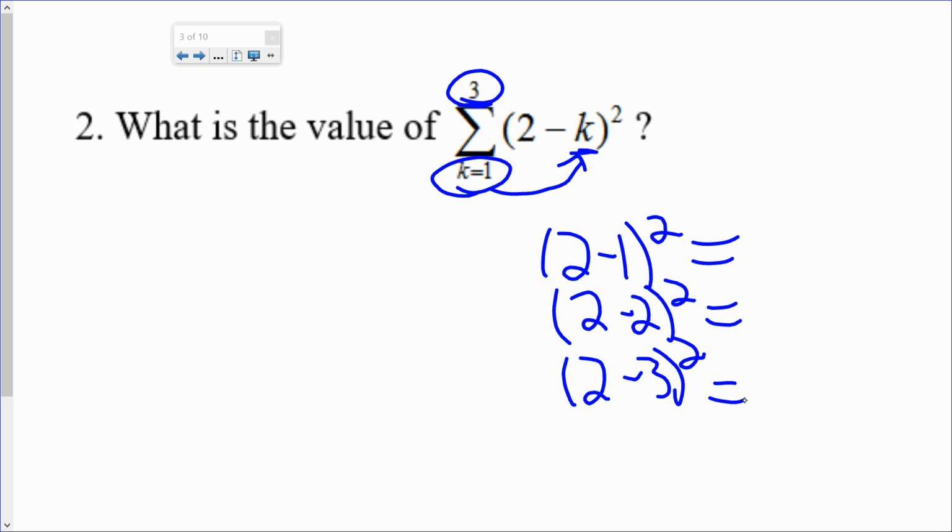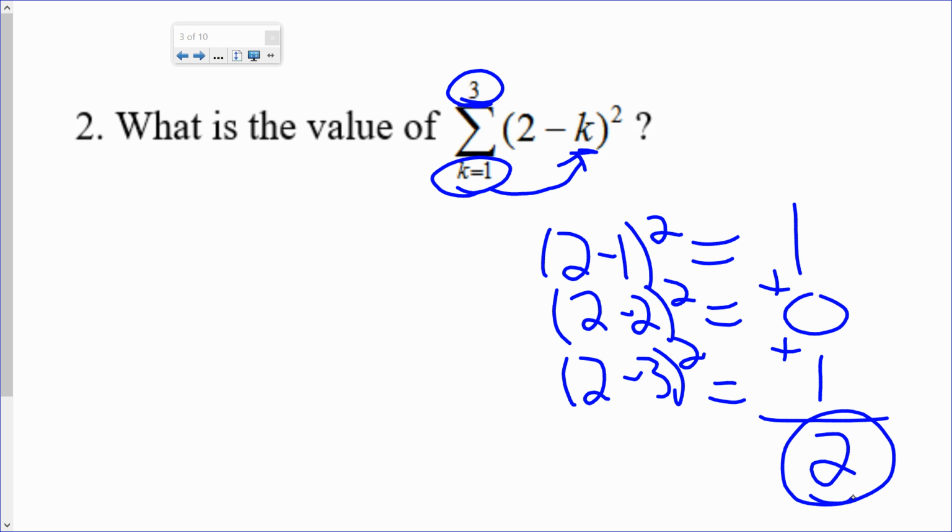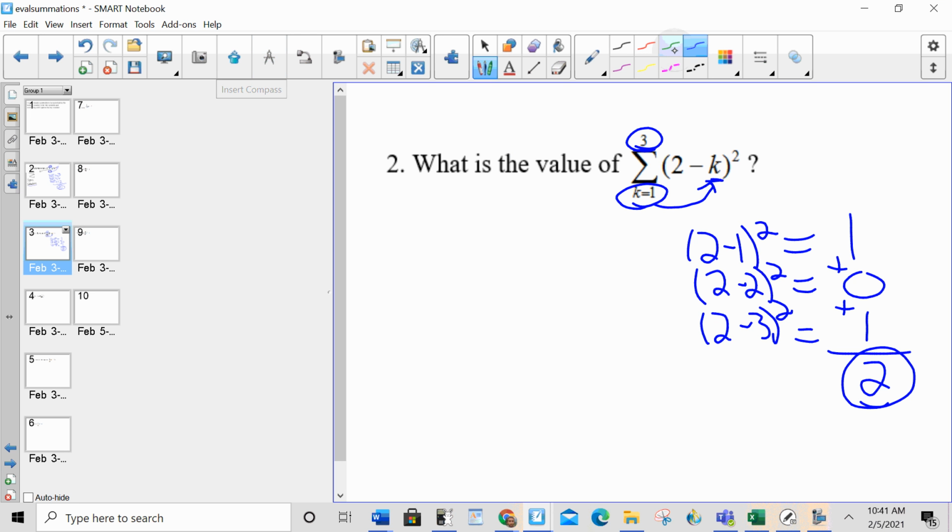2 minus 1 is 1, squared is 1. 2 minus 2 is 0, squared is 0. 2 minus 3 is negative 1, squared is 1. And now I'm adding these together. 2 is my answer. So again, what am I doing? I am substituting the bottom number in for the variable, and then I keep on counting up until I get to the top number. I evaluate each term, and then I add them together.